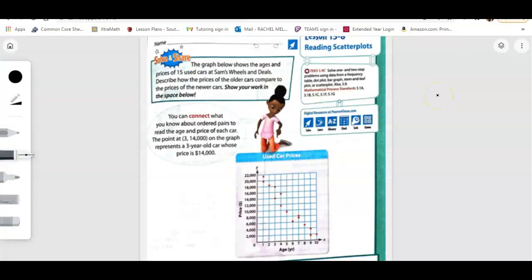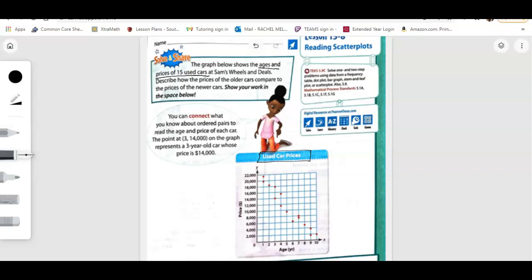All right, so we have an example here. This says the graph below shows the ages and prices of 15 used cars at Sam's Wheels and Deals. I can see that because I have the title of used car prices. Describe how the prices of the older cars compare to the prices of the newer cars. As with any graph, when I have a scatter plot, I look at the title. That gives me my context. So we're talking about used car prices.